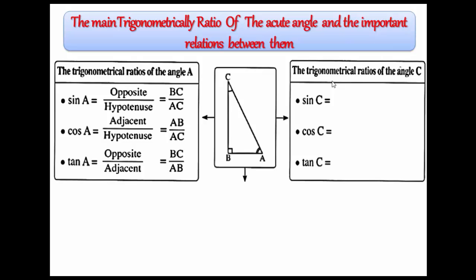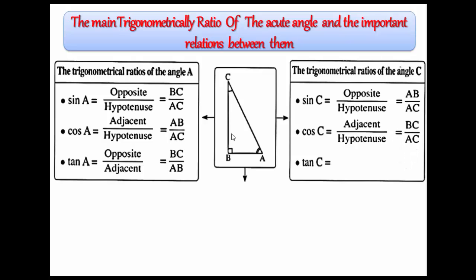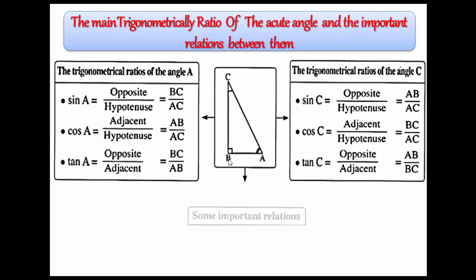The trigonometrical ratios of the angle C. The angle C here. Sine C equals opposite over hypotenuse. Opposite will be AB and hypotenuse AC. Cosine C equals adjacent over hypotenuse. Adjacent here will be BC over hypotenuse AC. Tan C equals opposite over adjacent. Opposite here AB over adjacent BC.